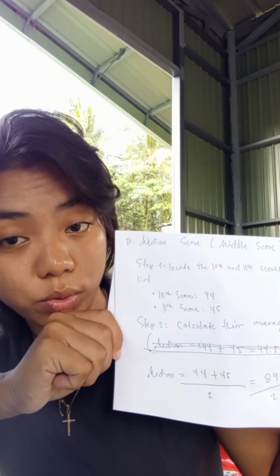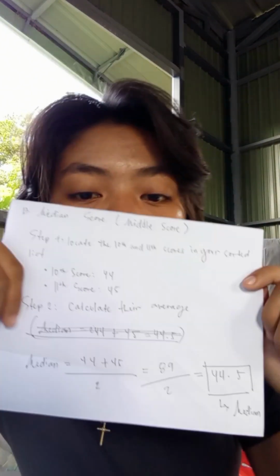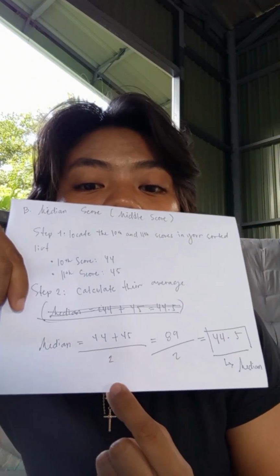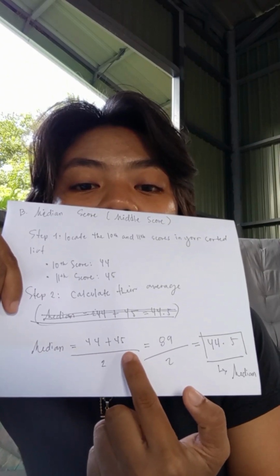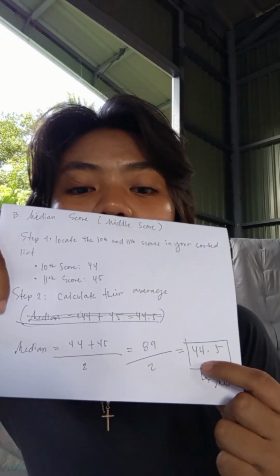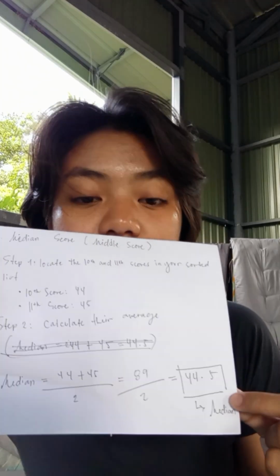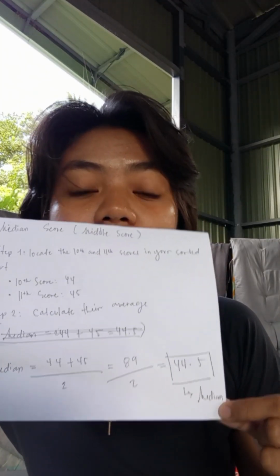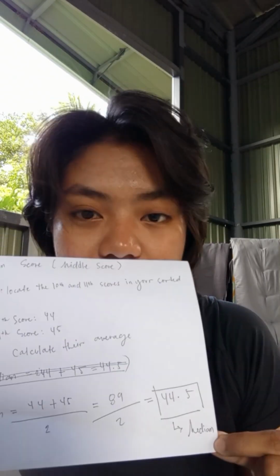Step 2, we have to calculate their average, so you have to divide it by 2. 44 plus 45 is 89. Then divided by 2, the result is 44.5. So we already have our median. The median of all scores, or the middle score, is 44.5.